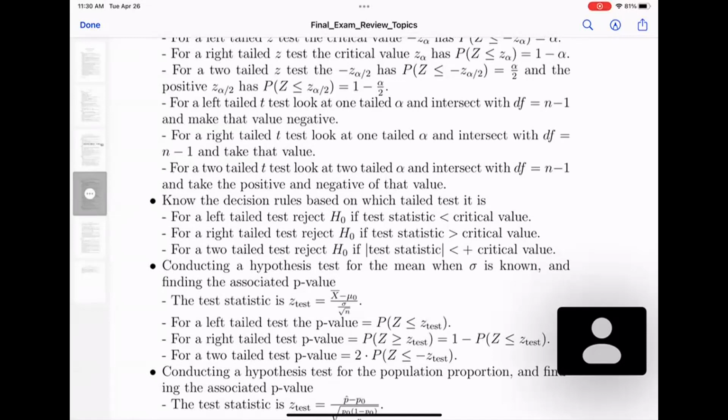So note how many critical regions there should be depending on what tail your alternative is. If you have a left-tailed test, how many critical regions will there be? That just means how many regions will you reject the null hypothesis in? One, yeah, just the area to the left of the critical value. What about a right-tailed test? One, yes, the area to the right of the critical value. What about a two-tailed? Yep, the area to the left of the negative and the area to the right of the positive.